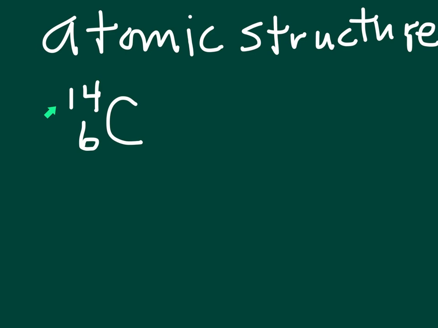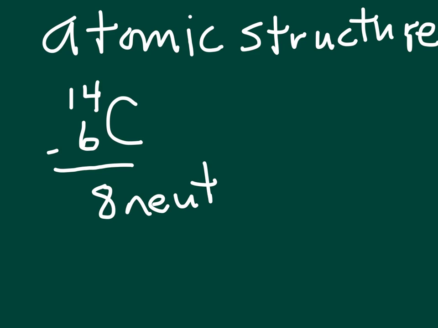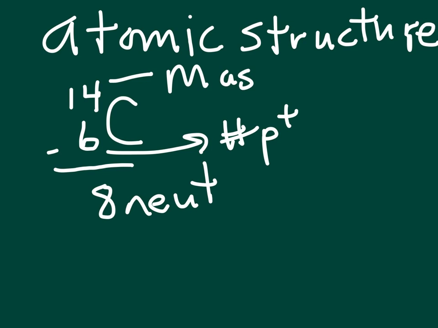So a question I might ask you is, how many neutrons does this have? And what I do is I just do 14 minus 6. So 14 minus 6 is going to give me 8 neutrons. And again, remember that 6 was the number of protons, or atomic number, and 14 is the mass number. And the mass number is always a whole number.